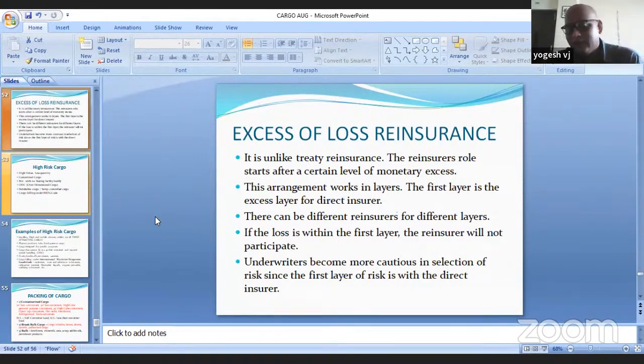This arrangement works in layers. The first layer is the excess layer for the direct insurer. There can be different reinsurers for different layers. If the loss is within the first layer, the reinsurer will not participate. लेकिन अगर पहले लेयर तक लॉस पहुंच गया तो पहला रीइंश्योरर उसमें काम करेगा. अगर दूसरे लेयर तक लॉस पहुंच गया तो दूसरा रीइंश्योरर उसमें आएगा. So underwriters become more cautious when underwriting this policy. In selection of the risks, since the first layer of the risk is with the direct insurer.